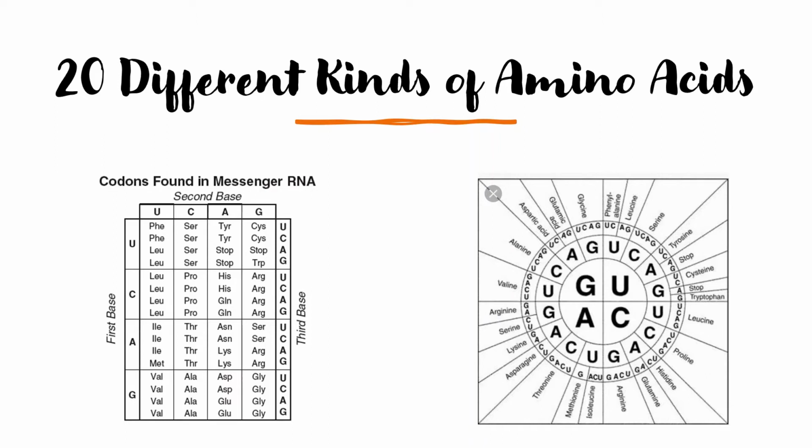So there are 20 different kinds of amino acids. We can use DNA and RNA to figure out what those amino acids would be, and that's going to be a whole other video in the future. But essentially, just to preface a little bit, these two images say the same thing. They're both known as codon charts, and basically we can use these charts to figure out what amino acid is going to be a part of the protein produced. But again, that's for another video. We'll get more into that.